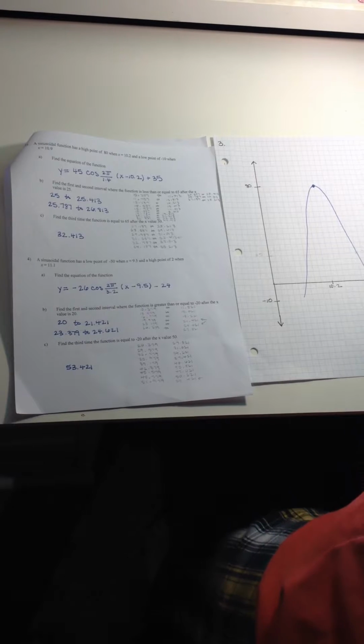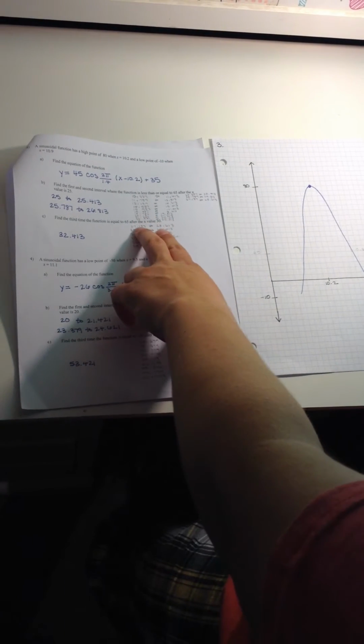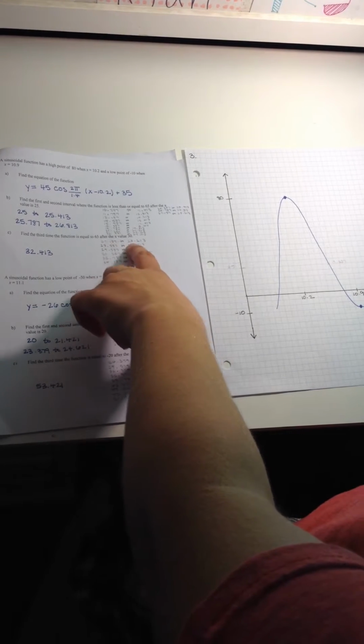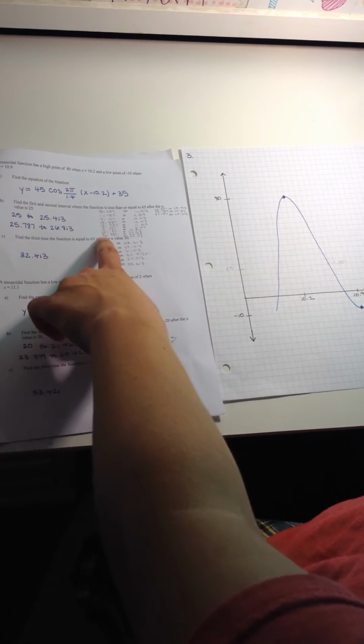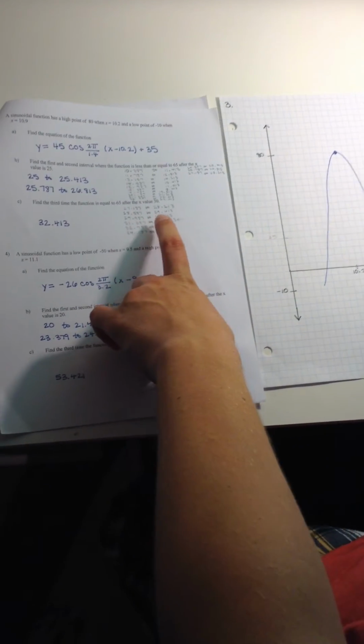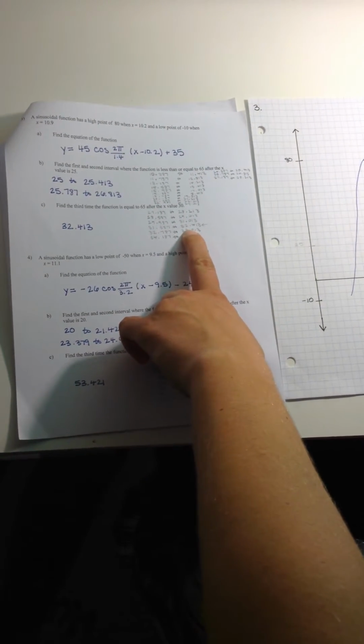So once we set it equal to 65 again, we have our starting intervals. And it wants the third time after 30. So we're going to add our b value until we reach 30. And the first one is right there. And it wants our second one. And the third one is 32.413.